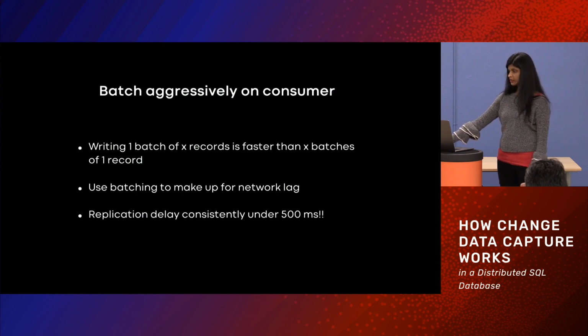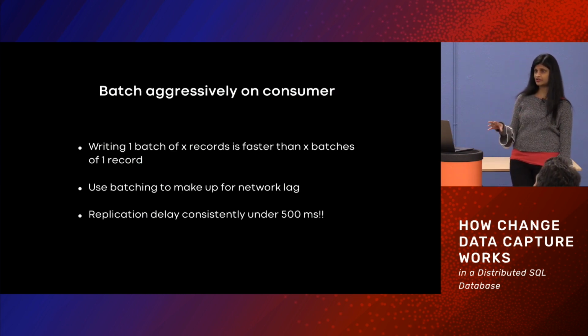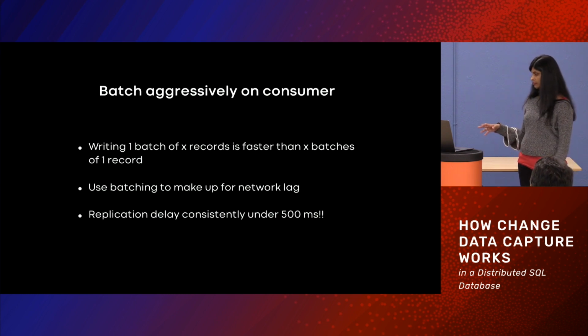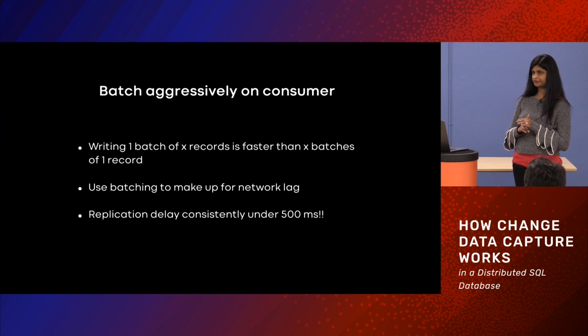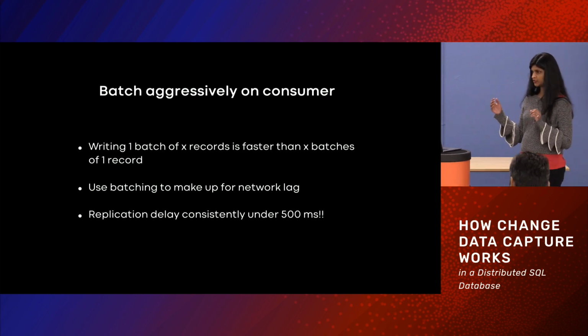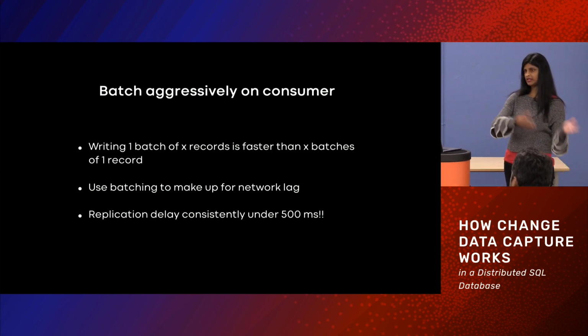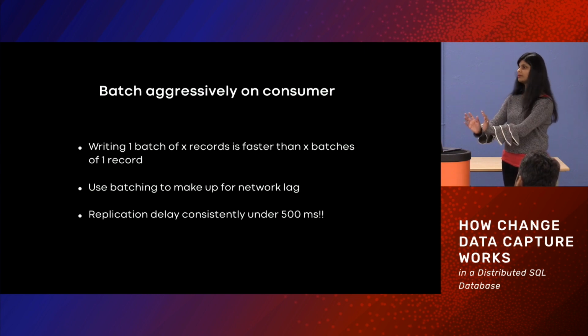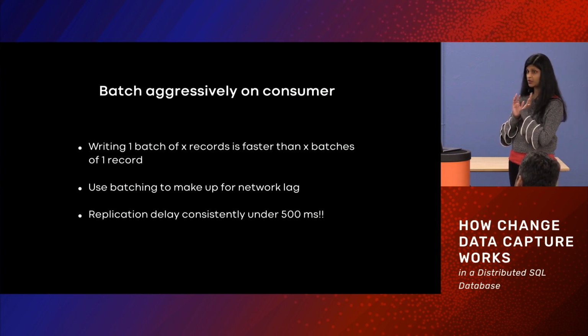So to handle that, what we do is we aggressively batch on the consumer. The premise is simple: writing one batch of 100 records, for example, is going to be much faster than writing 100 batches of one record each. So with that in mind, we try to batch very aggressively on the consumer. We'll get whatever data the producer has and try to write it in one batch on the T server. So it goes as one raft write.